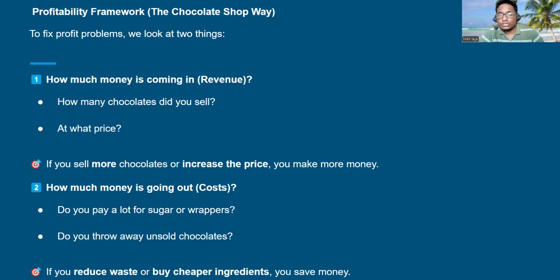Do you throw away unsold chocolates? That is nothing but waste, right? That is also one of the costs for you. Because your customers are not using it, it is also called a cost, right? So if you reduce waste or buy cheaper ingredients, you save money.